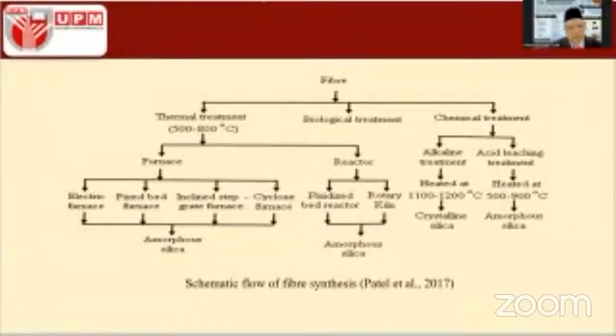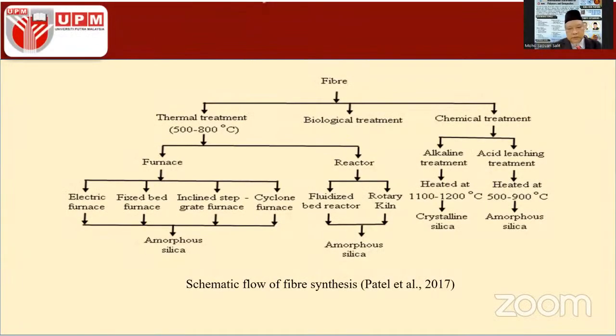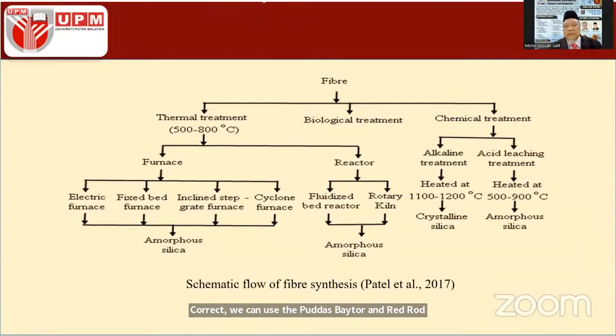To produce amorphous silica, for the reactor, we can use the fluidized bed reactor and rotary kilns. And for chemical treatment, there is alkaline treatment and acid leaching treatment. For alkaline treatment, they are heated at 1,100 to 1,200 degrees C to produce crystalline silica. For acid leaching treatment, they are heated at 500 to 900 degrees C to produce amorphous silica.